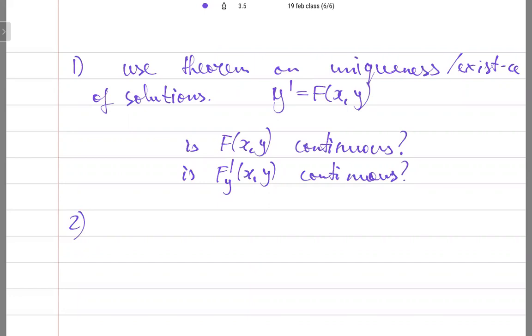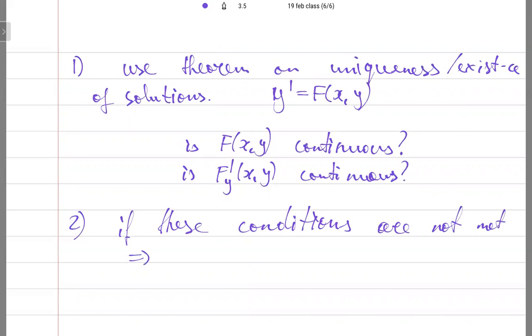But at our level, either we use this basic version of the theorem, or we try to solve it, and after solving, we just count how many solutions we have. So if these conditions are not met, then solve the equation, take x0 and y0, and just count how many solutions you have. So basically, the strategy is the following.